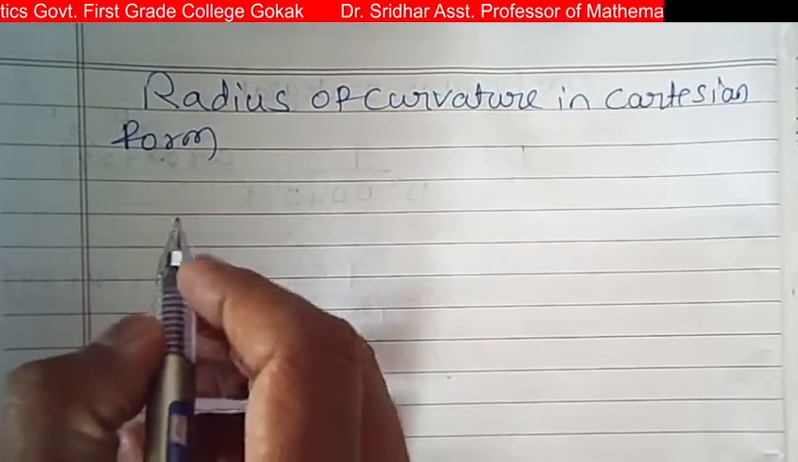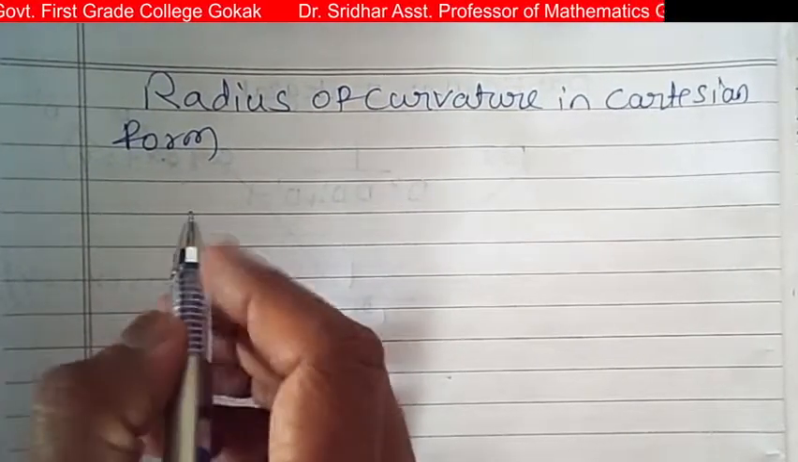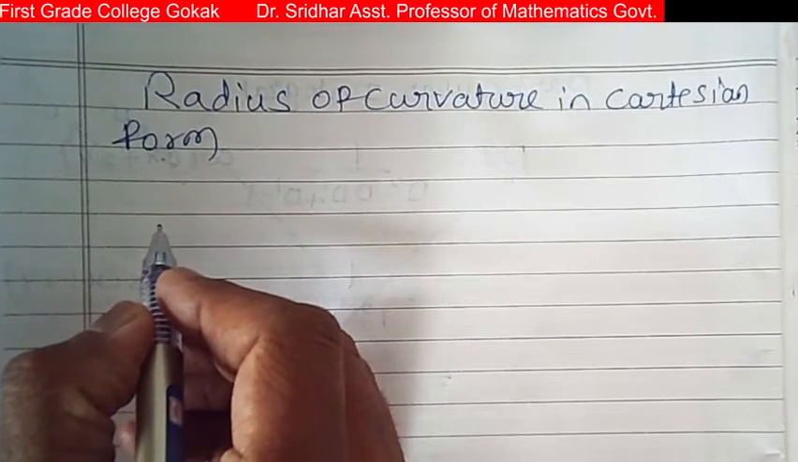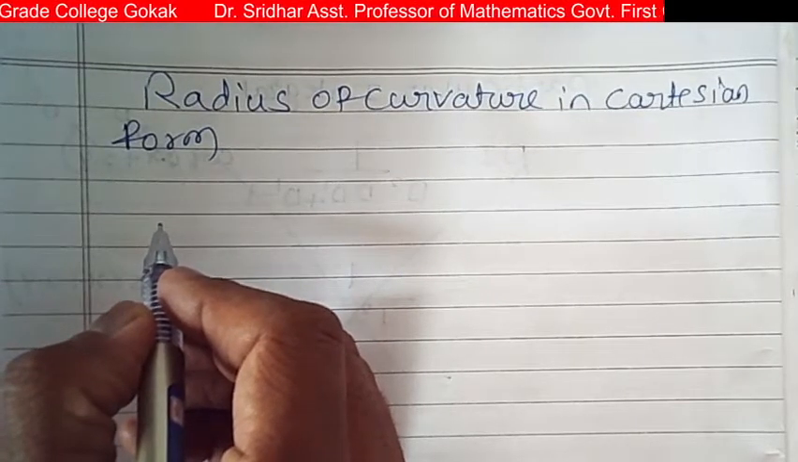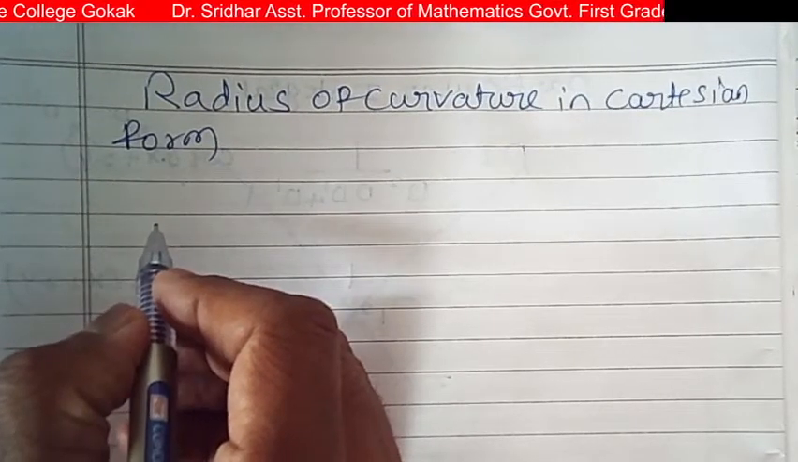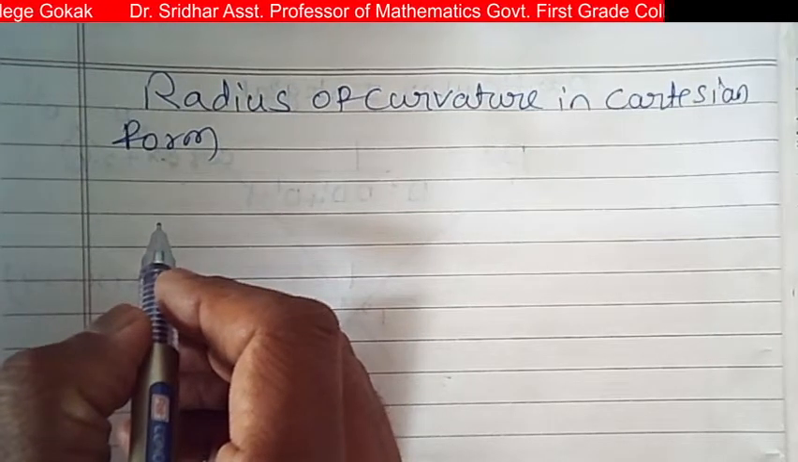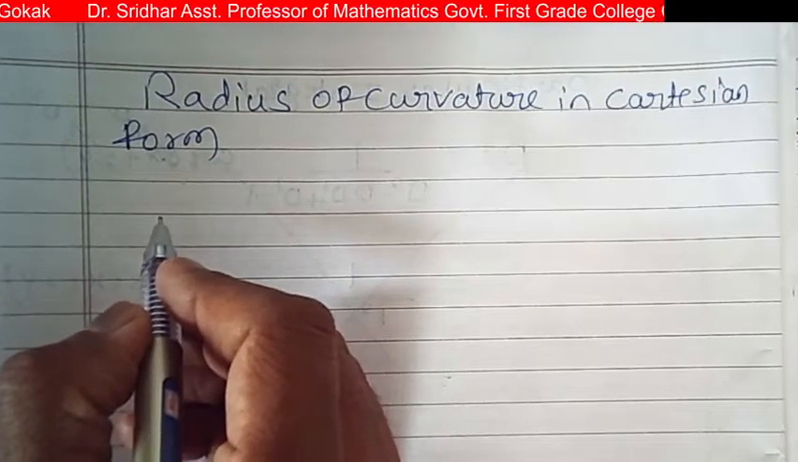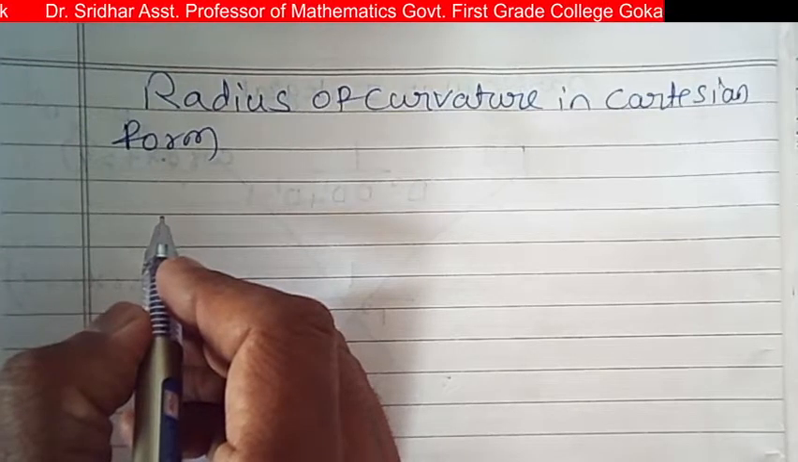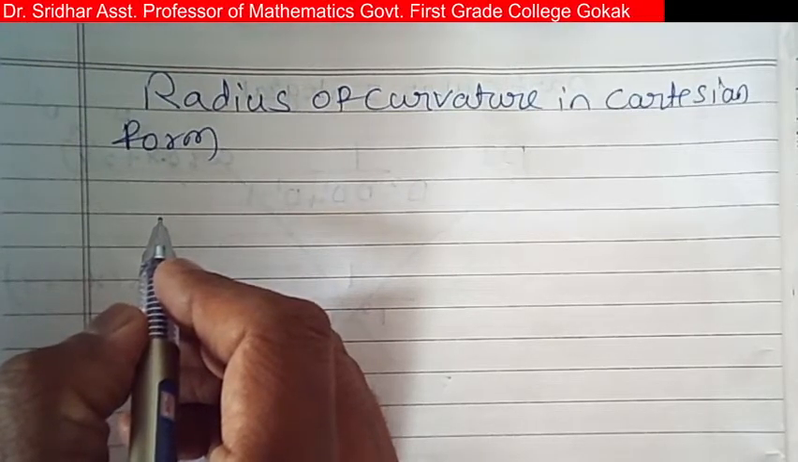This is a class for BSc second semester, subject mathematics. Today we derive the formula for radius of curvature in Cartesian form.